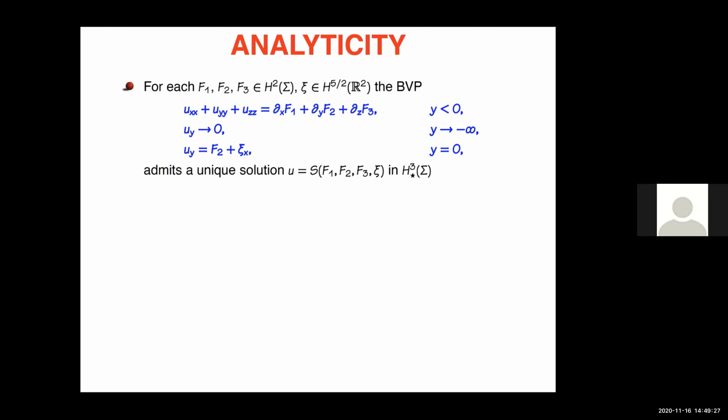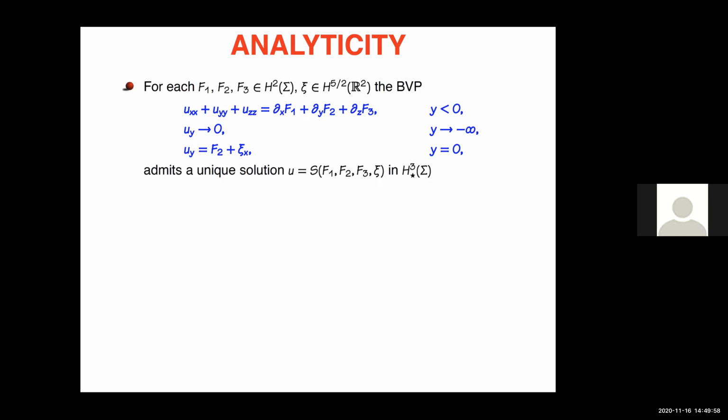and psi. Unique here meaning unique up to additive constants. You see, this is a Neumann boundary value problem, so obviously if I have a solution I can always add a constant to it to get a new solution. And the function space I've written down here, this H3 star, star means that functions are only defined up to an additive constant. Okay, so let's call the solution of this problem S of f1, f2, f3 and psi.